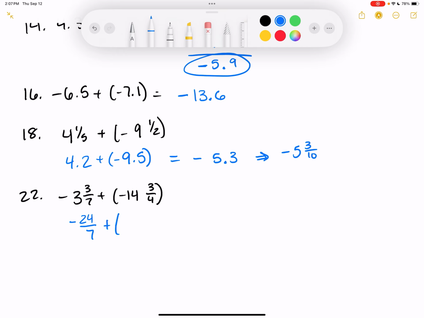Plus negative. What do I do over here? 14 times 4 plus 3. Which is what? Good question. I don't know. Mental math. 56. 59. 59 over 4. I was just trying to do the 4 times the 14, and then I was like, 59. And I was like, oh, add 3. Oh yeah, add 3.